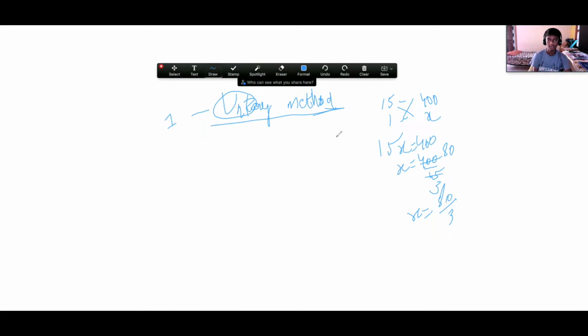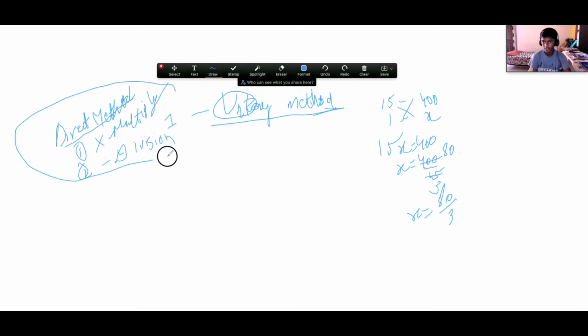In this method we have two types of methods, friends: the direct method and the inverse method. First I'm going to tell you the meaning of the direct method. Direct method means that first we should do multiplication, and second we should do division. Like this, in direct questions we can solve problems like these, friends. So this is one trick, and you can write this in your notebook.